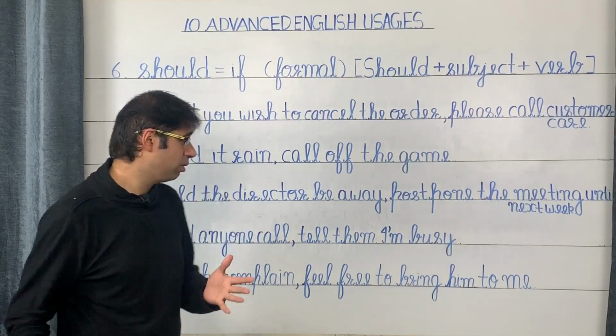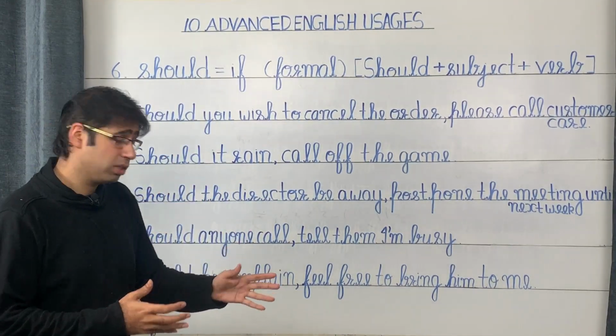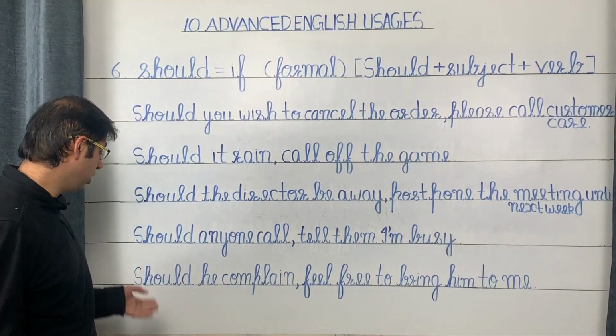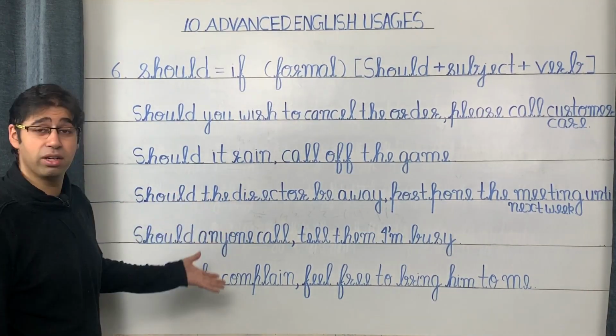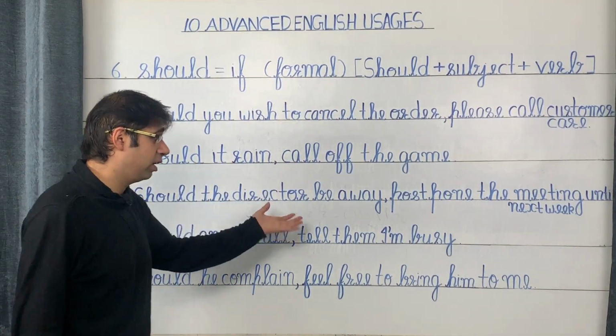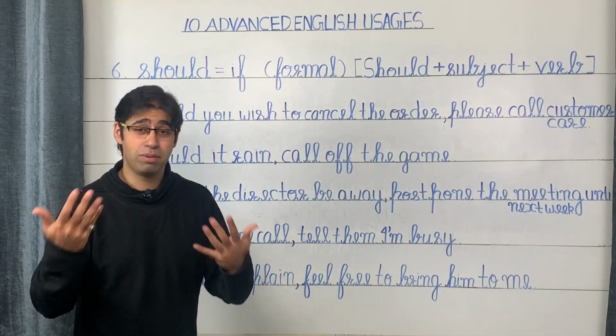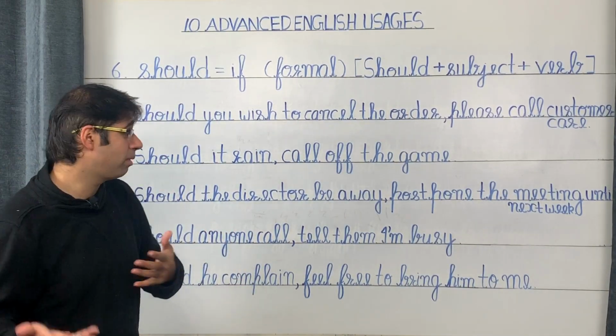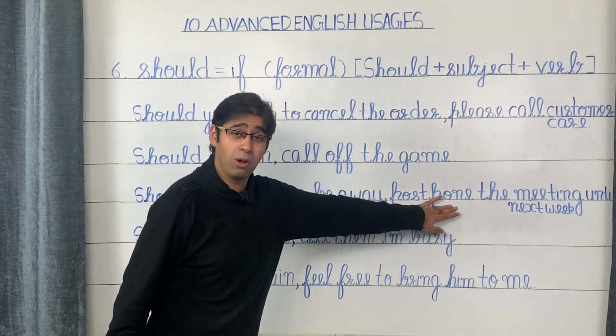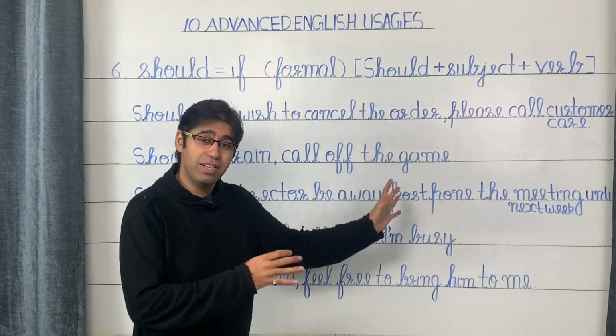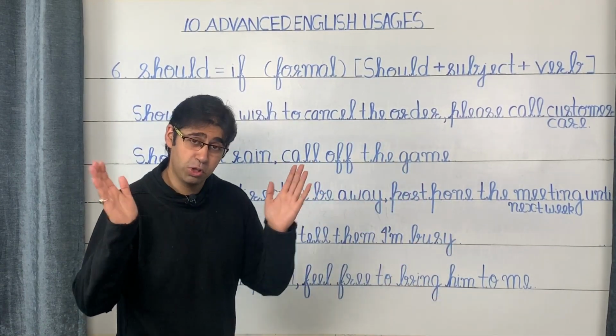So as you can see over here, we have dependent clauses falling before the comma as should he complain, should anyone call, should the director be away. Now surely these do not provide enough information or the complete thought, and that's why you have to couple them up with an independent clause, sentences which are complete on their own. And how do you join the two?